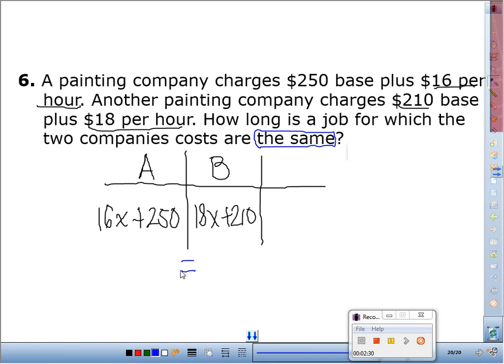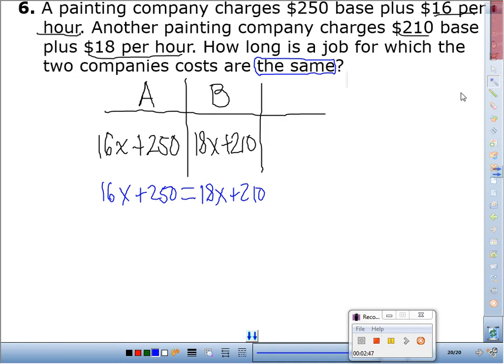Is that correct? Therefore, I write 16x plus 250 equal to 18x plus 210. Does that look familiar? I draw my line down, and I get started. Can I simplify the right side? No. Can I simplify the left? No. What's my smallest variable? 16, so I subtract 16x. Subtract 16x. 2x. We're left with 250 equals 2x plus 210.